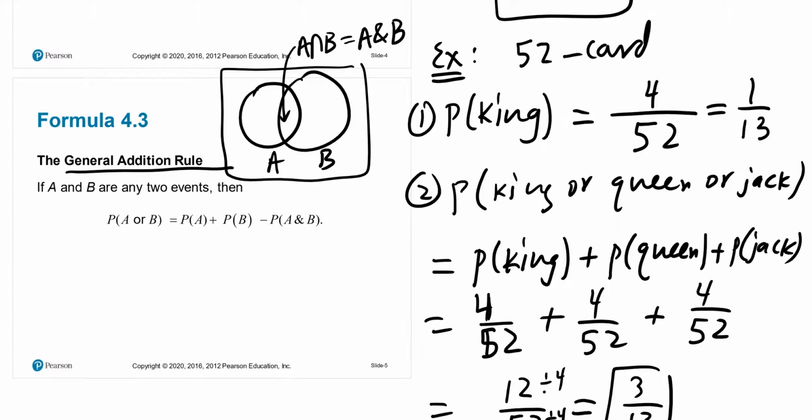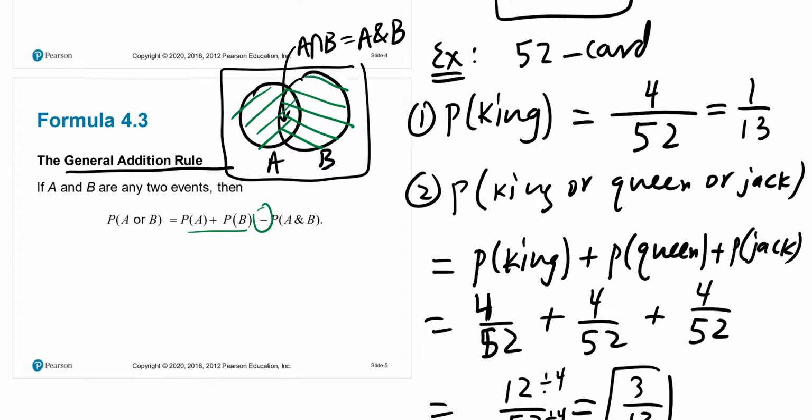So what it says: the probability of A or B is the probability of A plus the probability of B, but notice how the overlap was counted twice. That's why we subtracted here. That's when the two events are not disjoint, or not mutually exclusive. What can be an example of this?